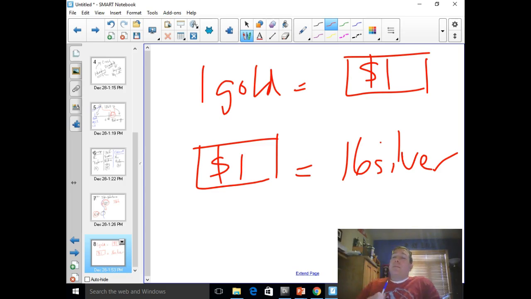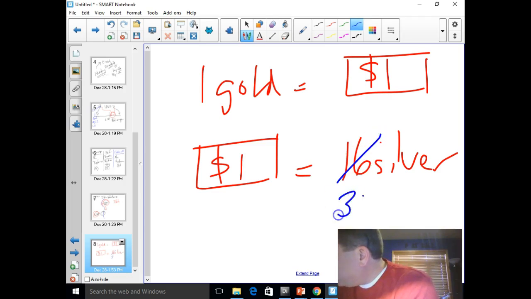Our problem, though, with this situation is pretty simple. They keep finding more silver out west, and they aren't finding any more gold out west. And so what this ratio should be is instead of one gold being equal to 16 silver, the ratio should actually be like one gold is equal to like 32 pieces of silver.